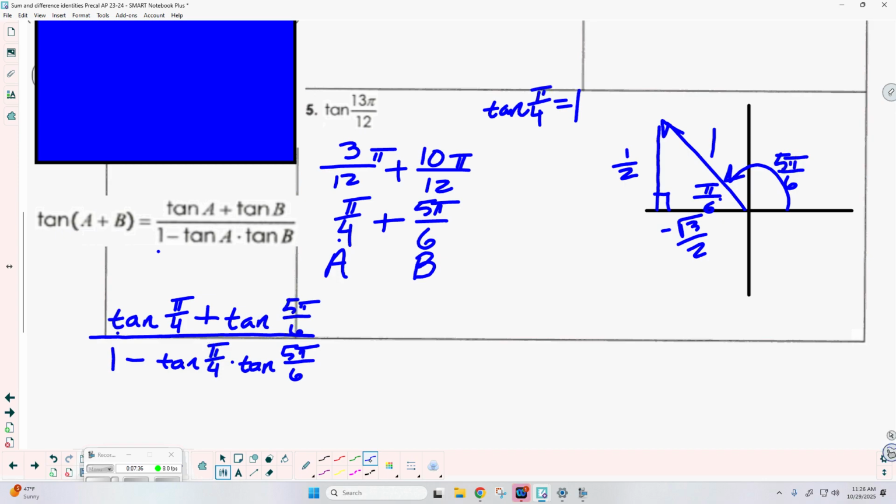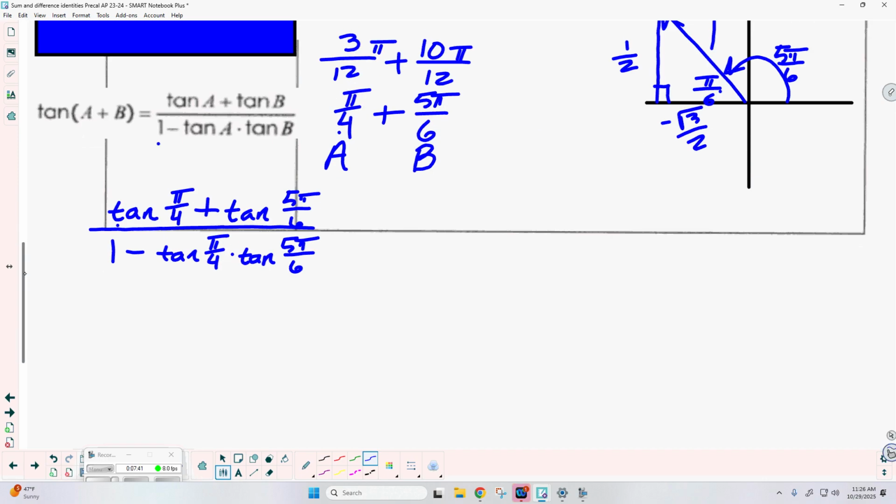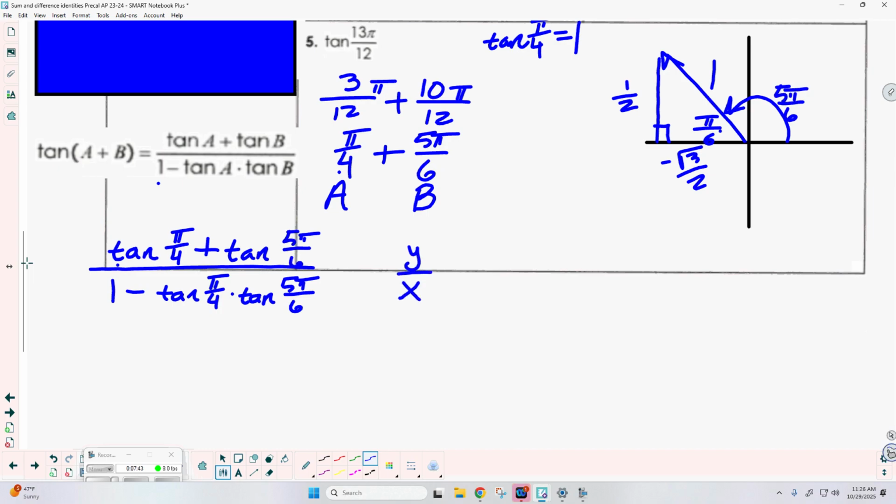Okay, so now we got to do a little bit of algebra. Remember, y divided by x is tangent. So I'm going to say the y value, 1/2, divided by the x, the negative root 3 over 2. Well, we're going to multiply by the reciprocal. So we got 1/2 times negative 2 over root 3. Those 2's are going to cancel. So it looks like I'm going to get negative 1 over the square root of 3, and we're almost there.